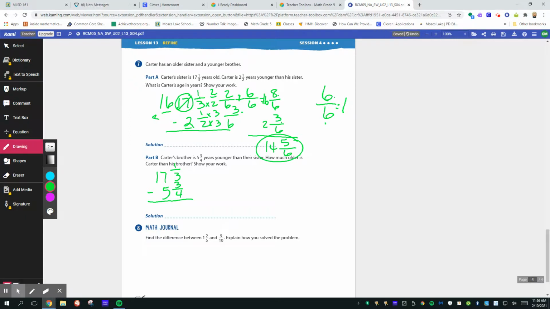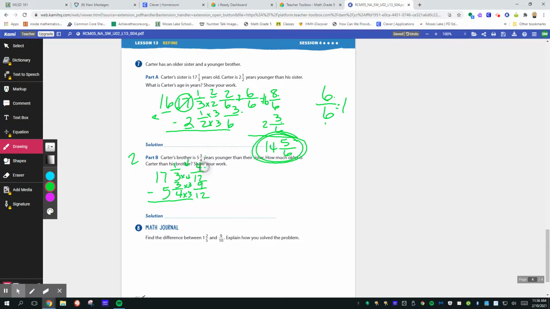So this is a 2-step problem. We're comparing first Carter's brother to Carter's sister. Then we can figure out, because we have Carter's age here, the difference between Carter and his brother. Okay? So with 3 and 4 here, we have to have 12 as a common denominator. 3 times 4, so 4 over 4. So we have 4 12ths. 4 times 3. 3 times 3 is 9.